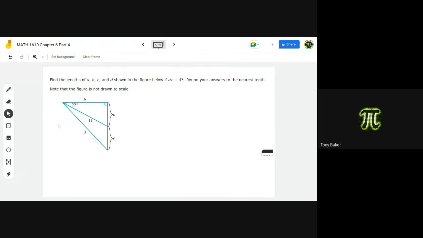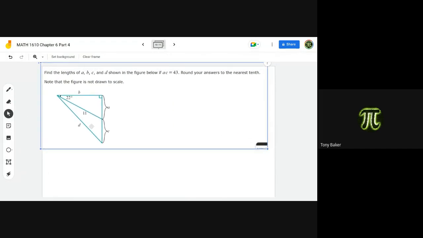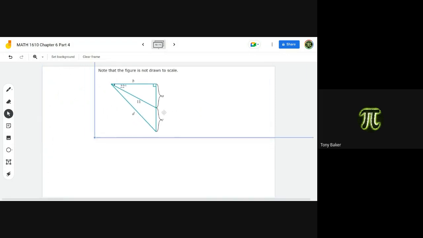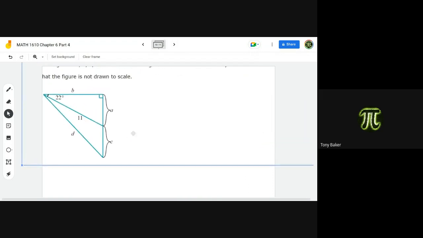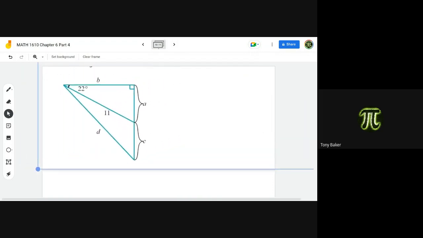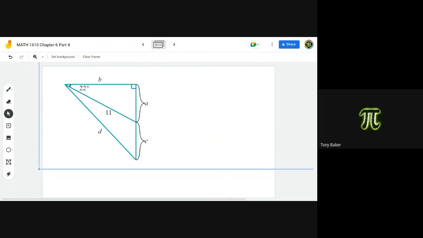Let's look at the next two hard ones. The next couple problems are more complicated purely because they have multiple triangles in them. That's what makes this problem more complicated: it's asking for multiple things and there's a bunch of different triangles involved in it. All right, so it's looking for A, B, C, and D.